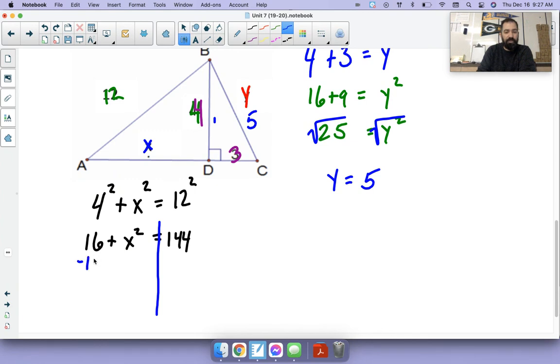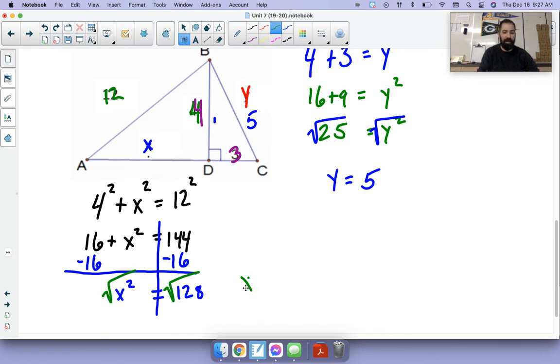We need to subtract 16 from both sides, and we're going to get x squared equals 144 minus 16, which is 128. Lastly, we take the square root of both sides, and we get that x is the same as the square root of 128 because it is not a perfect square. And you got the answer to both of those problems.